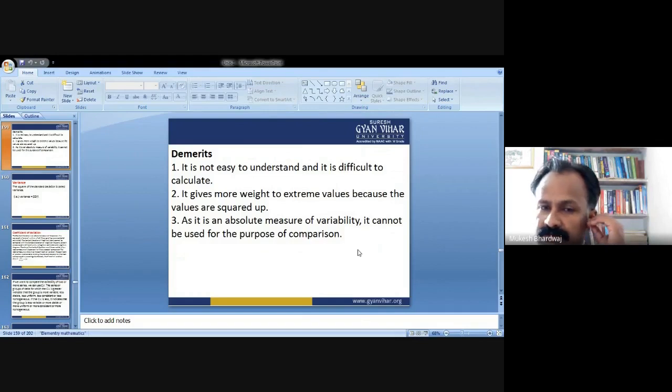So it is not going to give the relative measure of variability. It is giving the absolute measure of variability. So for the purpose of comparison, it cannot be used. This is the demerit.